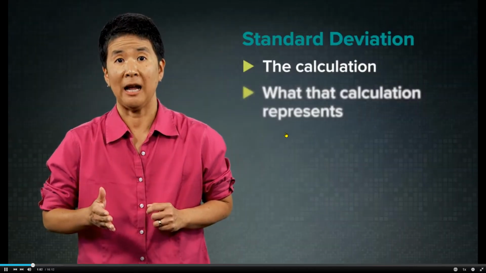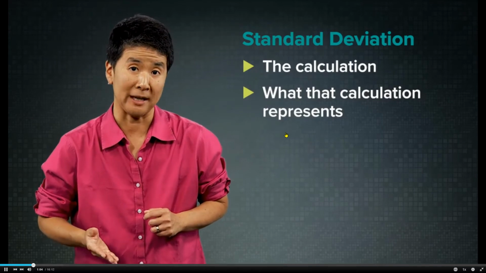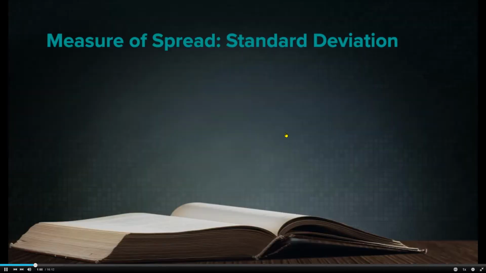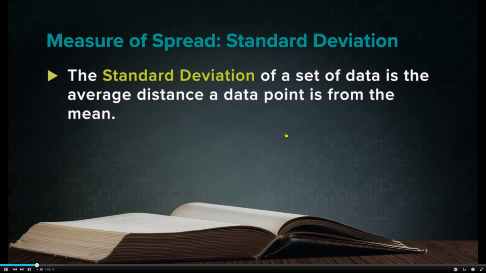Some of you might be familiar with formulas or numbers, or maybe this is the first time you've heard of this word. However, there are two huge ideas that are associated with this word: the calculation and what that calculation represents. They are directly tied together. So let's start by looking at the definition. The standard deviation of a set of data is the average distance a data point is from the mean.